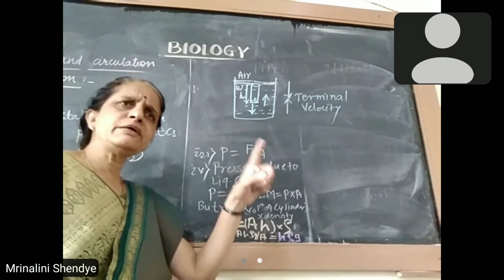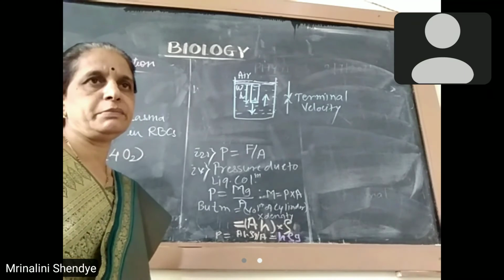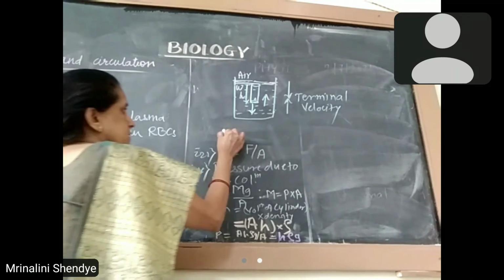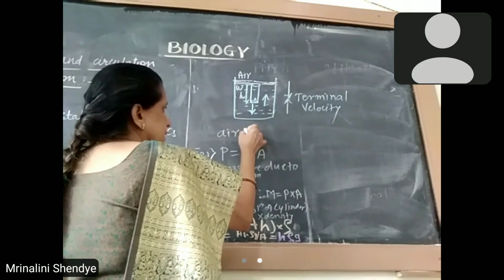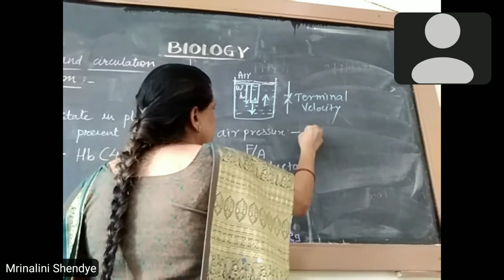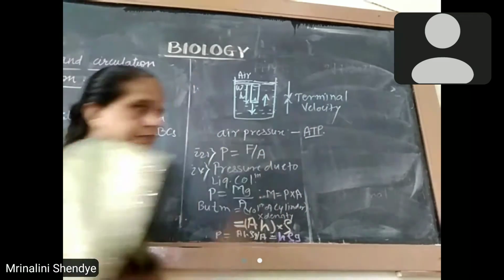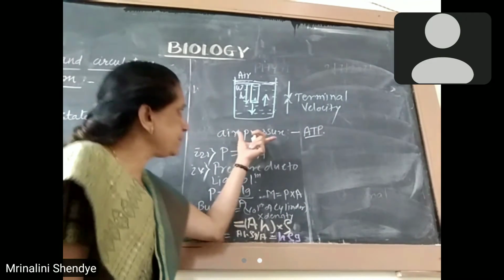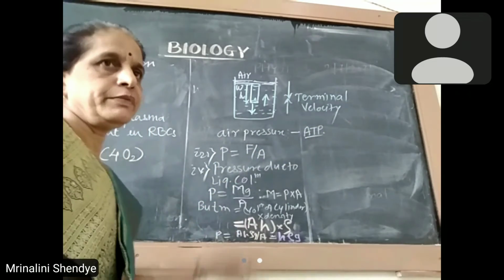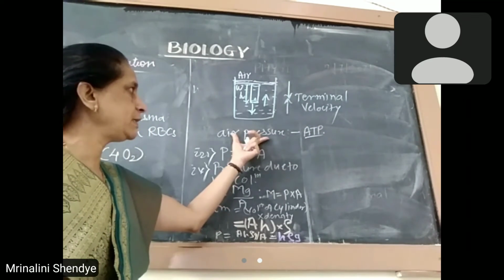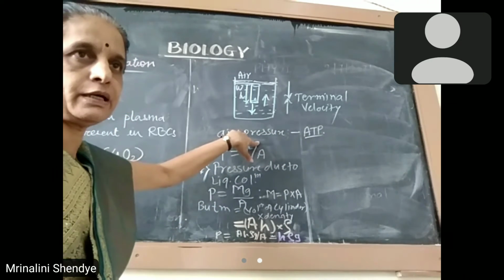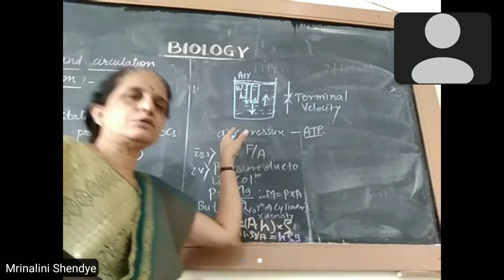This is one of the very important derivations you have to remember always. Air pressure is called atmospheric pressure. We are always using atmospheric pressure, but what is its meaning? It is the pressure due to air. That is called atmospheric pressure.